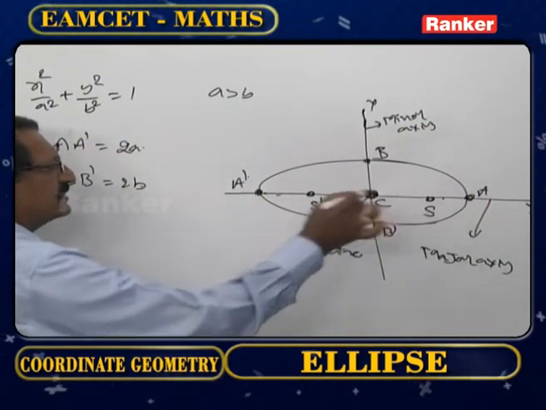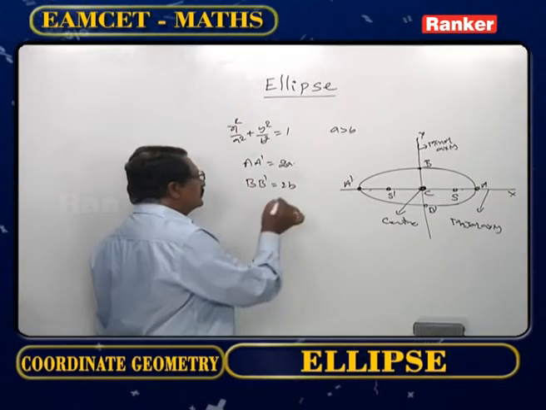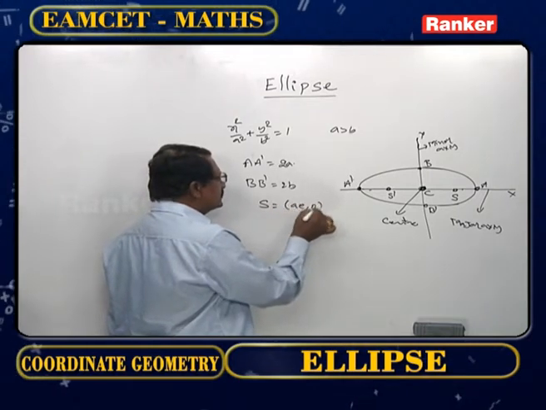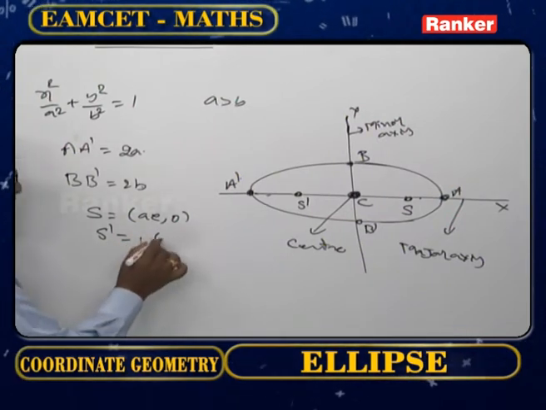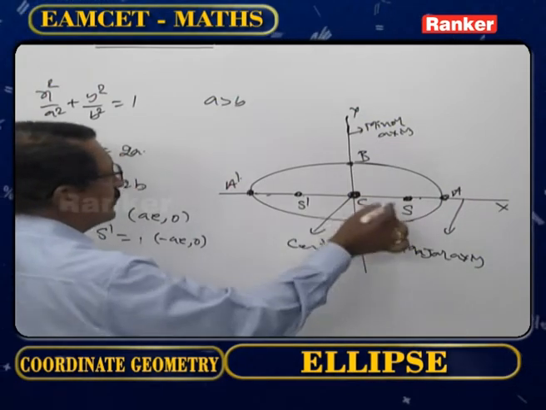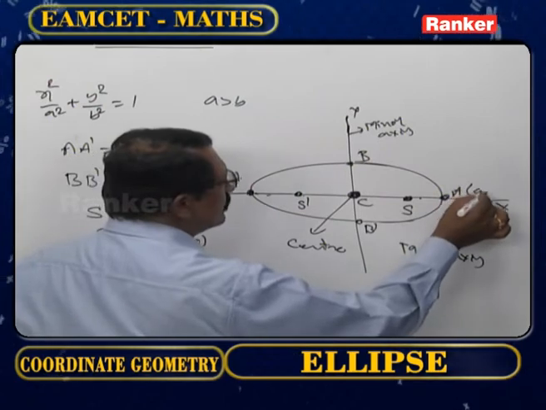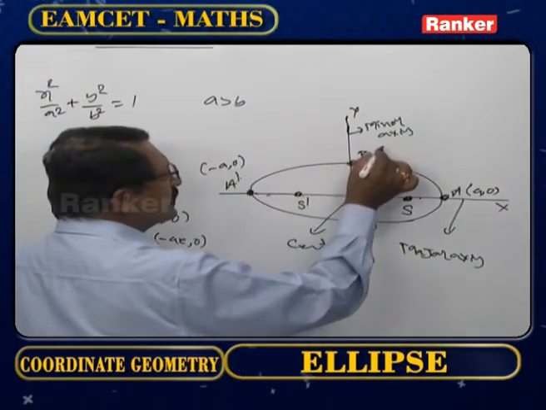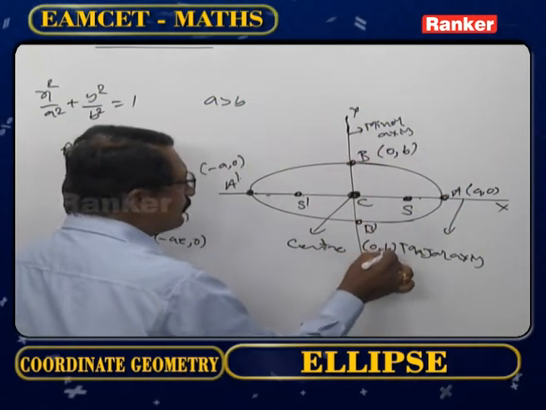The foci S and S dash of the ellipse always lie on the major axis. One focus S is (ae, 0), and the second focus S dash is (minus ae, 0). Similarly, the vertices are (a, 0) and (minus a, 0). The ends of the minor axis are (0, b) and (0, minus b).